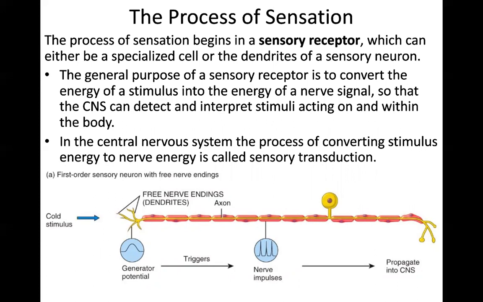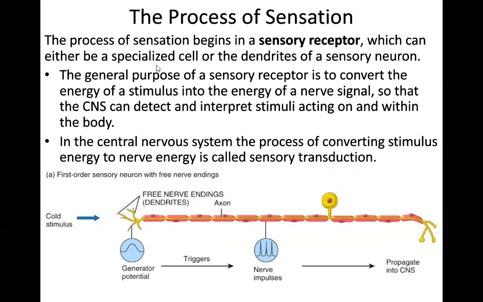In this case, we show a unipolar neuron. Remember, unipolar neurons have their cell body off to the side. The receptors are the dendrites of that unipolar neuron, sensitive to cold. Okay. Now, not always are dendrites the sensor receptors.